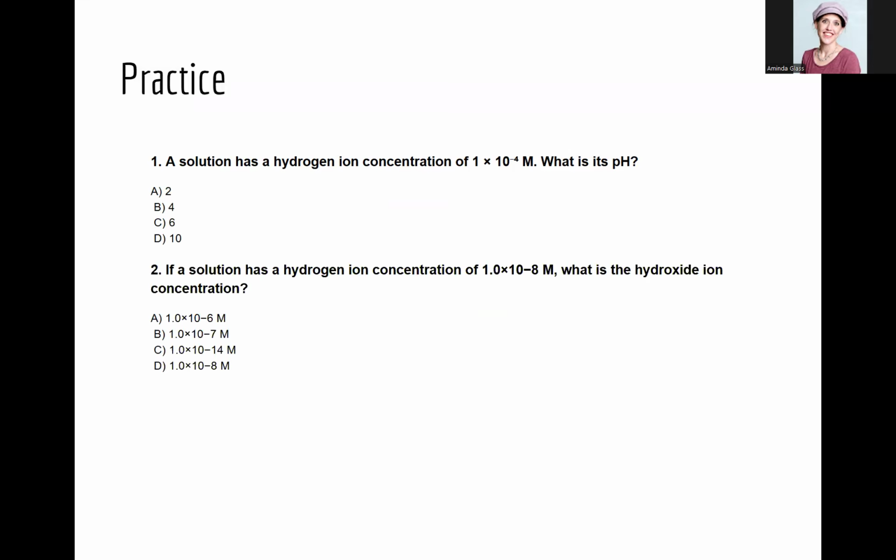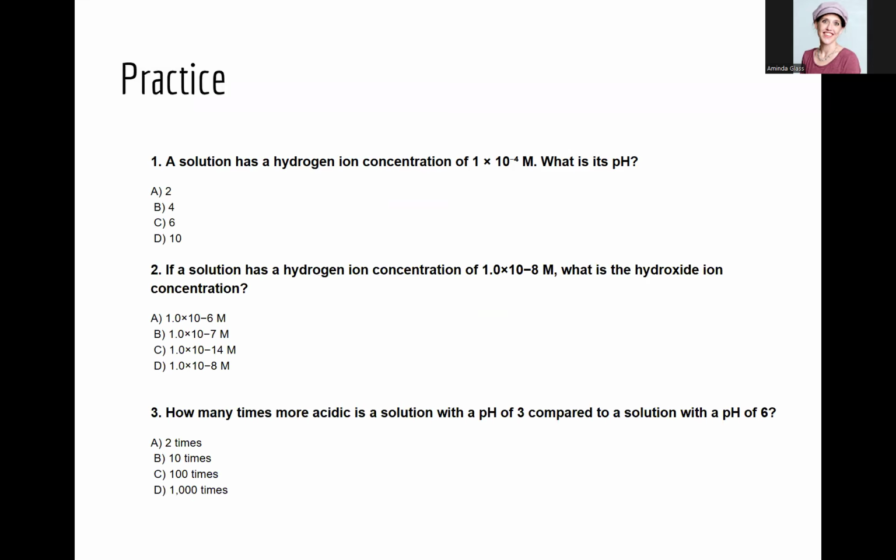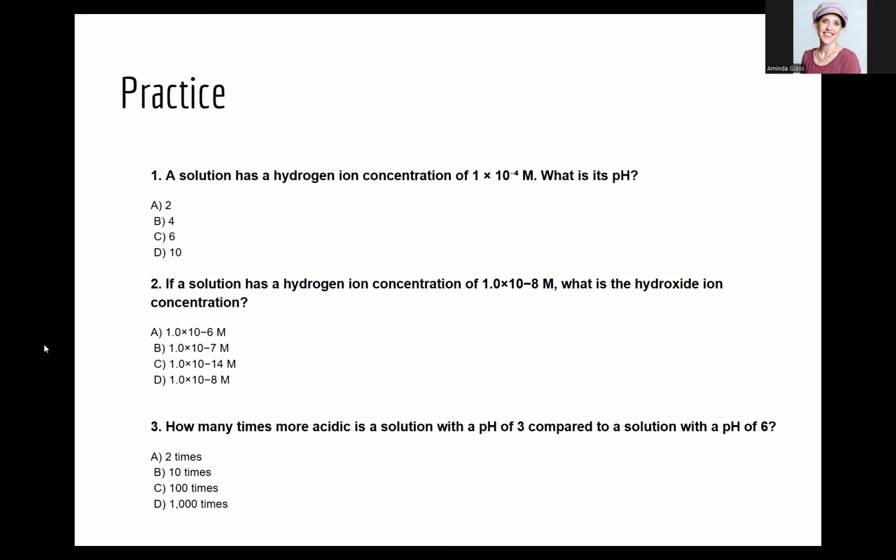Okay, let's look at these practice questions. I want you to try these and then come back and check your answers. If we have a solution that has a hydrogen ion concentration of 1 times 10 to the negative fourth, what's its pH? We're looking at hydrogen ion concentration. So the pH is 4, which is B.